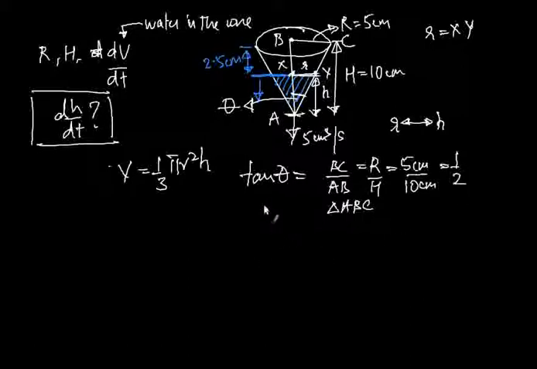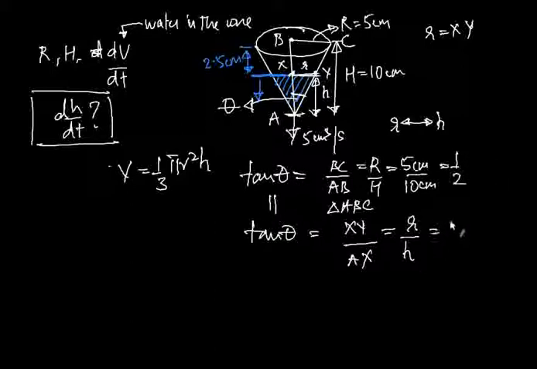But you will also notice that tan theta in the smaller triangle, which is AXY, is simply equal to the opposite side, which is XY, divided by the height of the cone of water, which is AX, which is nothing more than R divided by H. It's the same theta, so tan theta is also going to be the same. Because this is equal to this, R by H also has to be equal to half, which implies R is simply equal to H by 2, right?